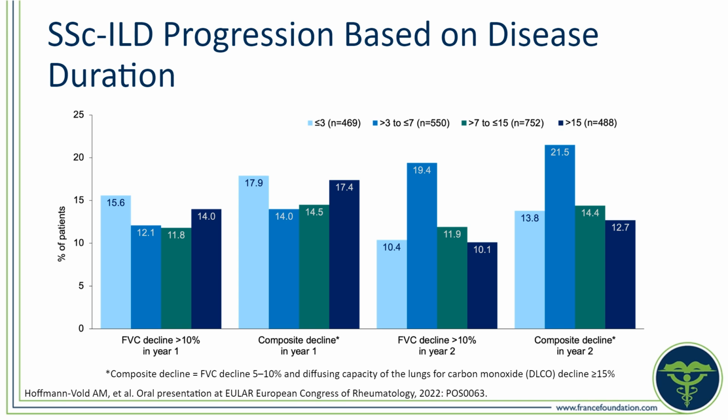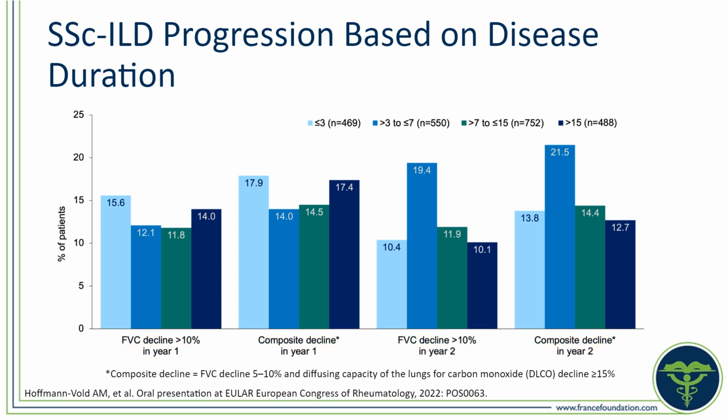So the lighter bars represent shorter disease duration, and the dark navy bars represent patients with longer disease duration beyond 15 years. And then the authors looked at FVC decline greater than 10%, or a composite decline that included an FVC decline combined with a DLCO decline. And they looked at this at 1 and 2 years.